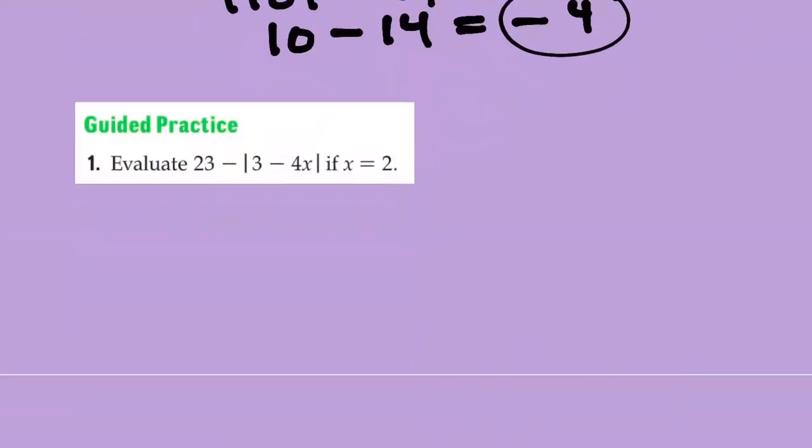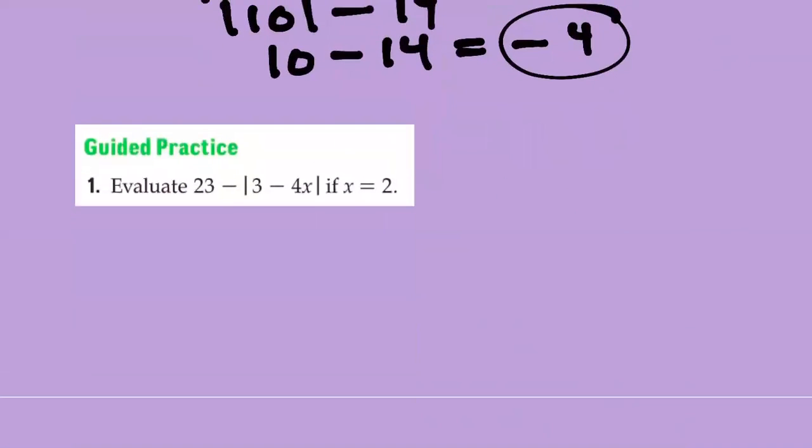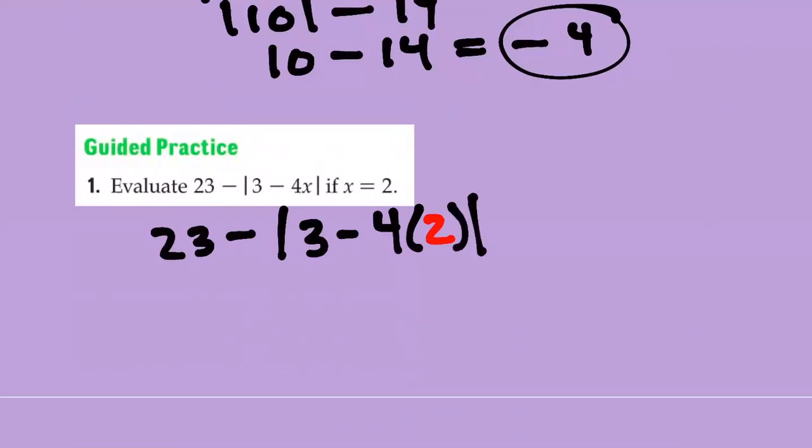All right, let's try another one. So let's do 23 minus, and then in our brackets, we have 3 minus 4 times, and I'm going to use a different color just to show that we're putting 2 in. So 4 times 2, and that's all enclosed in brackets, just the 3 minus 4 times 2.